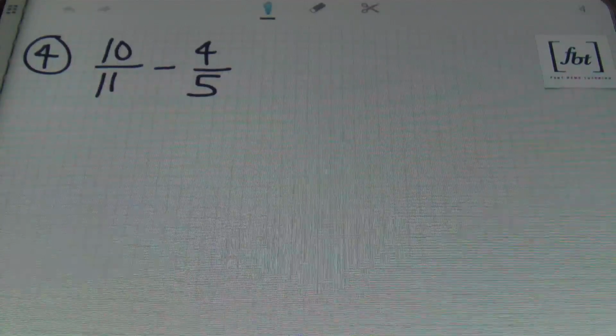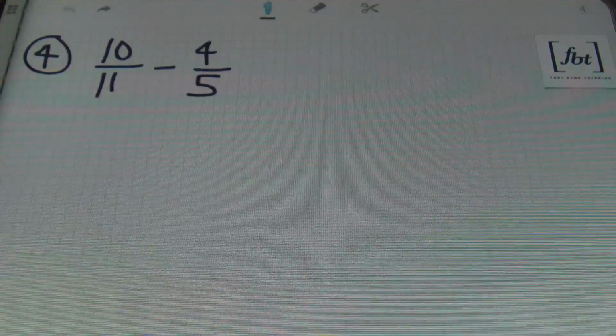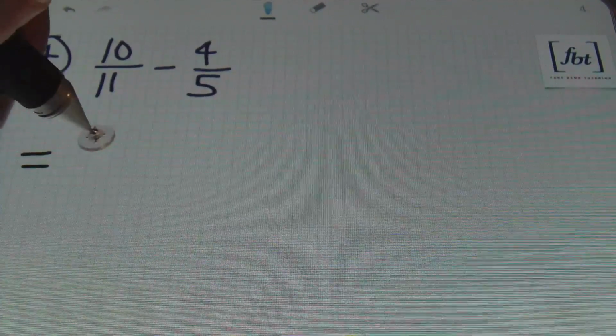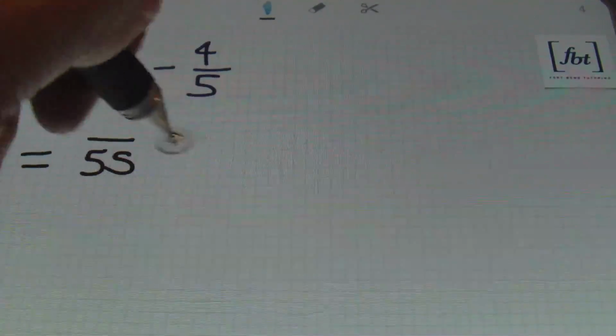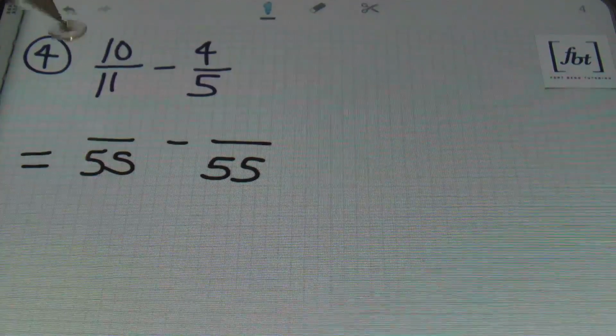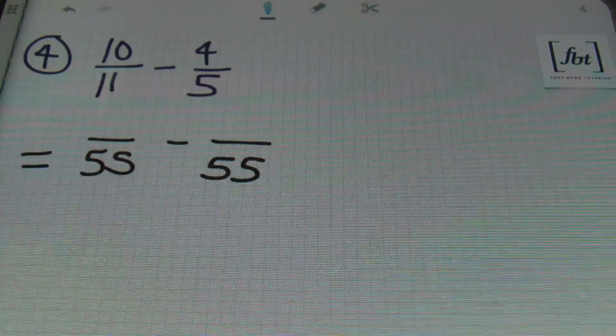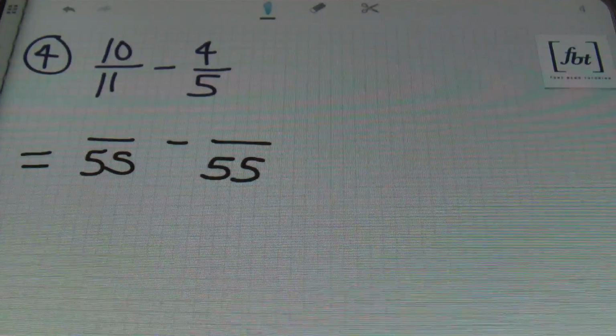With problem number 4, I have 10 elevenths minus 4 fifths. The first number that 11 and 5 will go into evenly is going to be 55. So I'm changing both denominators to 55, setting up my framework here. And then remember, whatever I had to multiply the original denominator by is exactly what I'll need to multiply the numerator by to keep it balanced, to keep an equivalent fraction going, right?